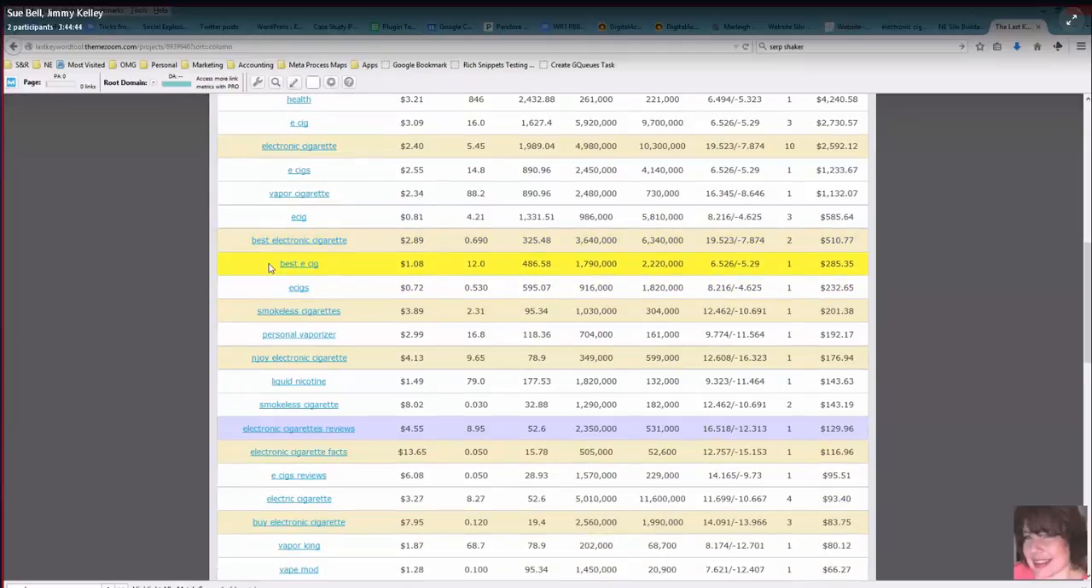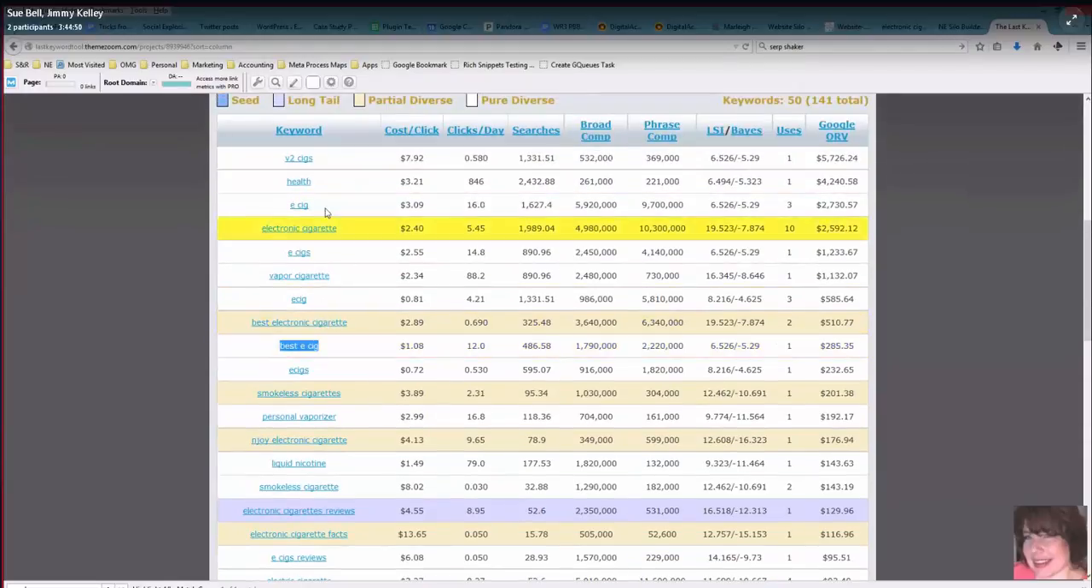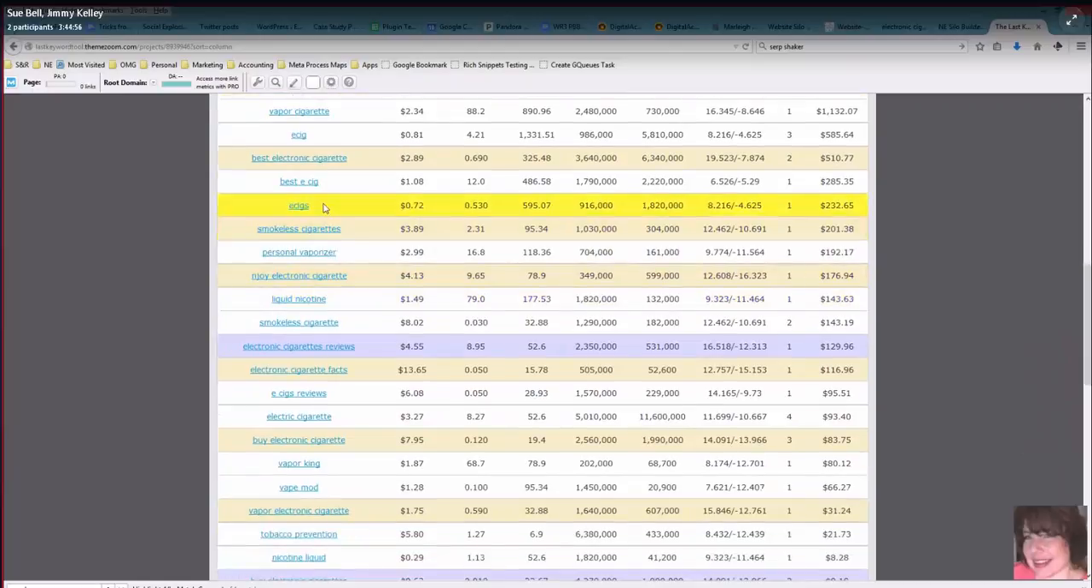Best e-cig, the concept of best is an interesting idea if I'm reviewing, if I've got multiple concepts on the same site. But also, sometimes with affiliate products, they don't like you to compare the different products on a single site, so I might avoid the concept of best.